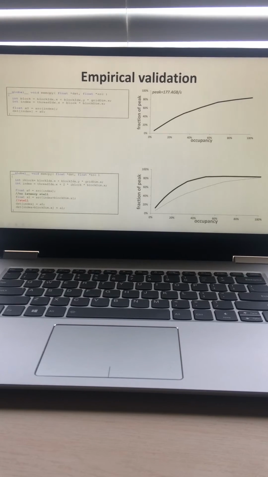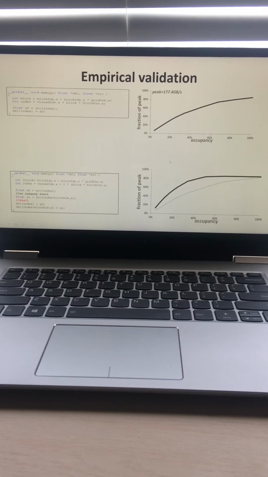Now let's look at an example. In this example, we are copying a float. In the first example, we are copying only one float per thread, that is, A0 equals source index. Over here, to achieve the peak of around 177.4 gigabytes per second, the occupancy level is 100%. So at an occupancy level of 100%, we are reaching somewhere around 84% of the peak.